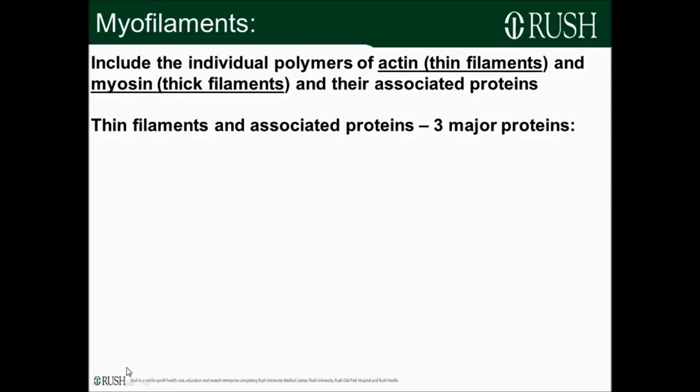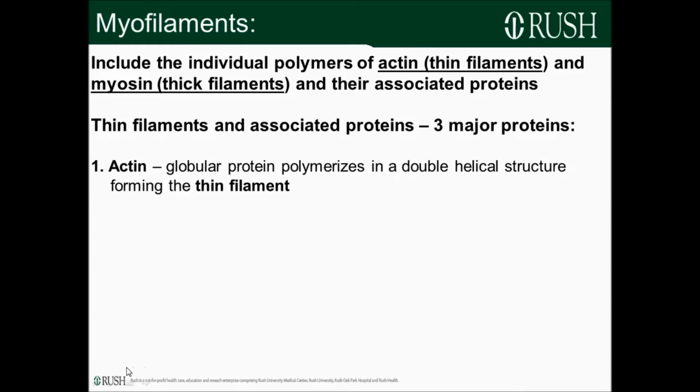Let's talk about the myofilaments for a few minutes. These include both the thin filaments of actin and the thick filaments of myosin, and all of the associated proteins for each of those. Now, thin filaments and their associated proteins are really three different proteins. Actin, of course, is a globular protein which polymerizes into a long filament, F-actin, and in muscle is a double helical structure.